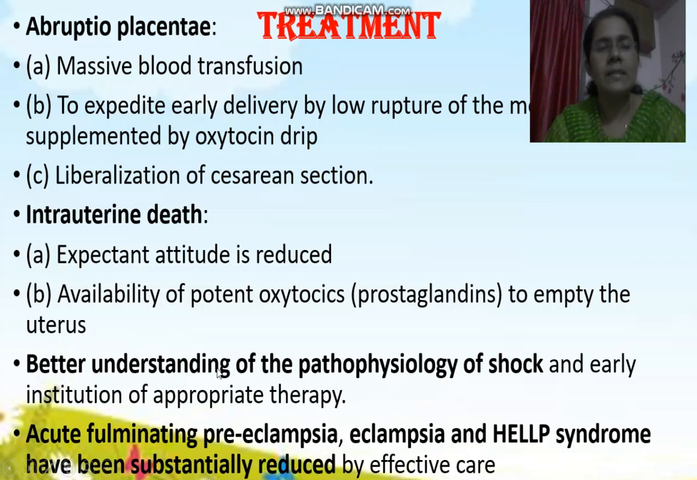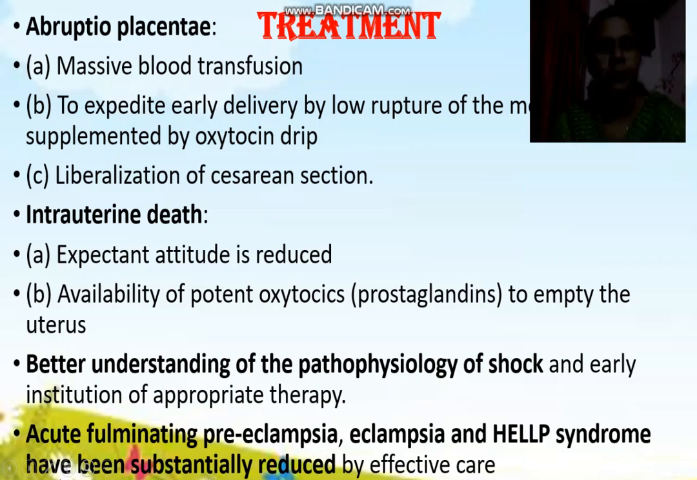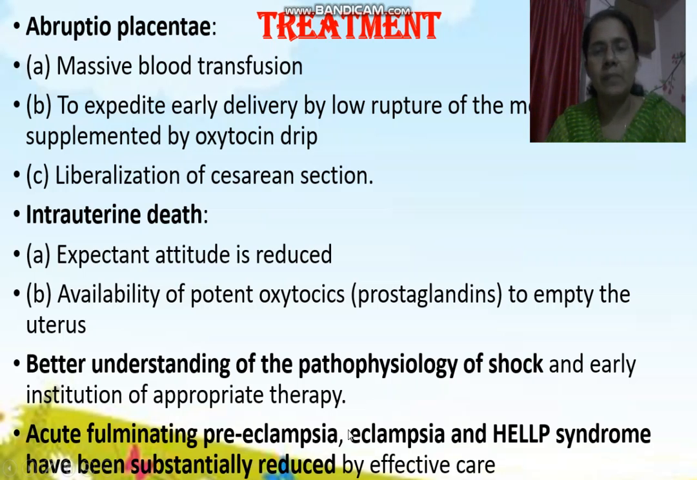Then, better understanding of the pathophysiology of the shock and early institution of appropriate therapy. So we have to find out what is the cause of the shock, and we have to do the management appropriate to the cause. Then acute fulminating preeclampsia, eclampsia, and HELLP syndrome have been substantially reduced by effective care.